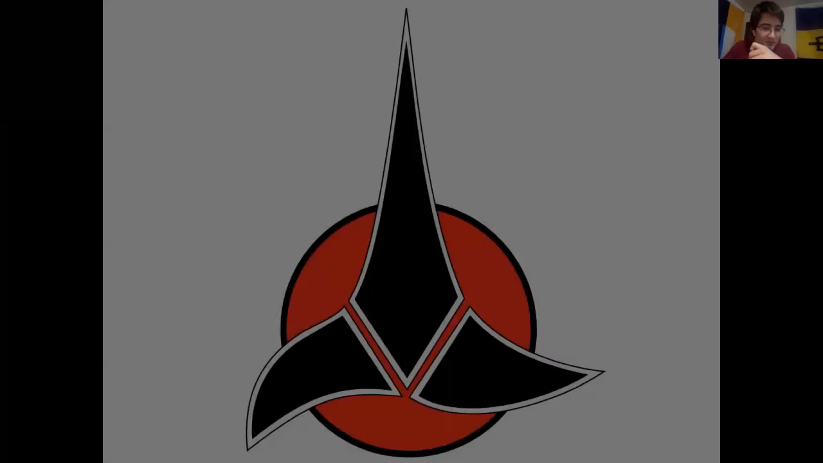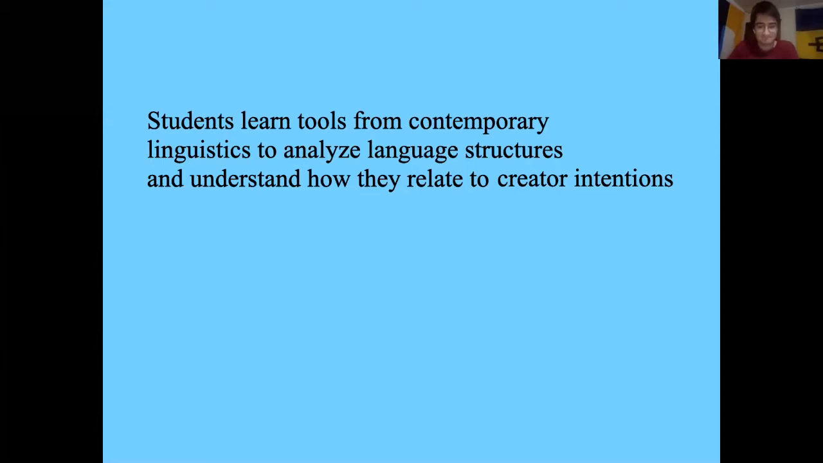Anyway, this is from the catalog of this invented language course. What it says is students learn from contemporary linguistics to analyze language structures and understand how they relate to creator intentions. And the phrase creator intentions is the one that kind of stuck out at me, because I've created languages and I've had intentions in mind as I was creating them. It got me to thinking.